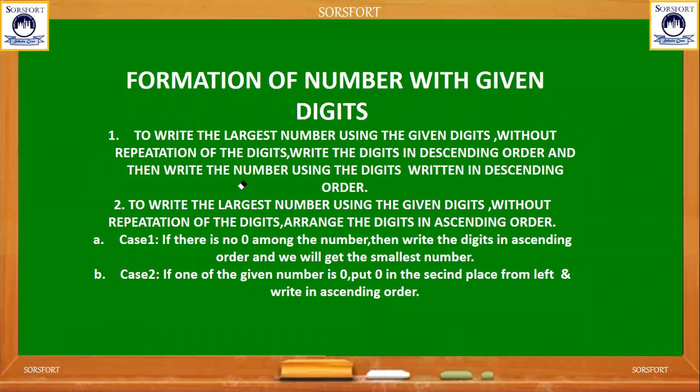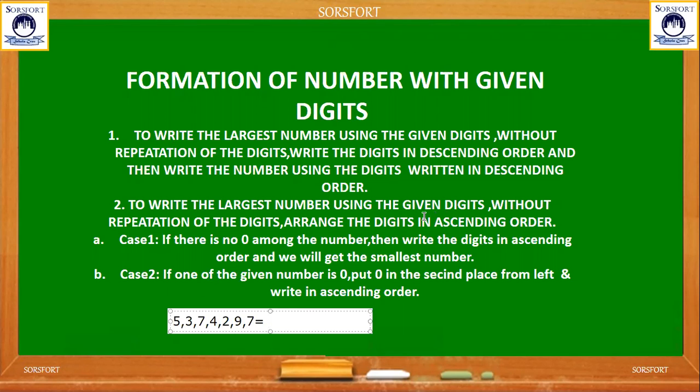In the next part, it has been given to write the largest number using the given digits without repetition of the digits. Arrange the digits in ascending order. Sorry, here it will be the smallest. Here one mistake is there. It will be smallest. Now again, any digits. So these are all the digits given. Now using these, I have to form the smallest number.